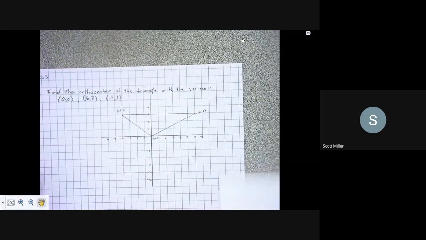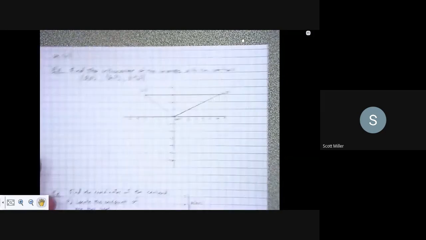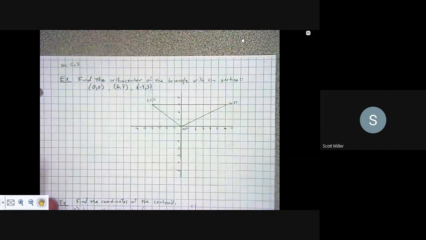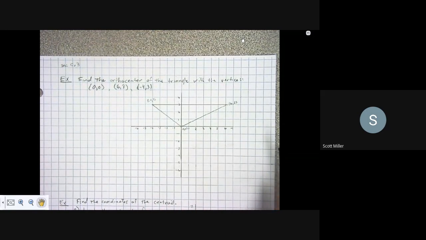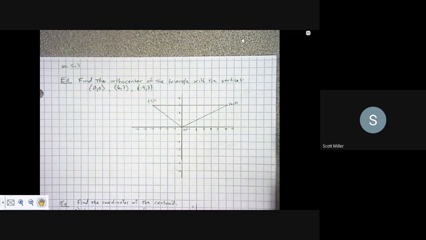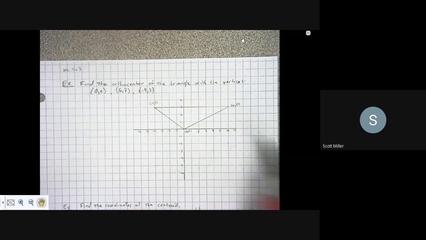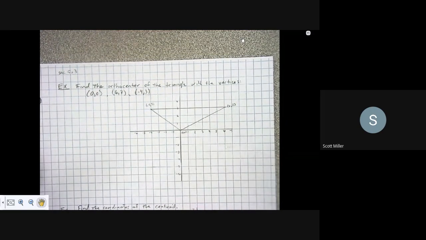So here's an example. You want to find the orthocenter of this triangle right here. So again, the orthocenter is a point of concurrency of the altitudes. So I need to find the altitudes of this. So to do so, we can see it's an obtuse triangle. To do that, we actually need to find the altitudes. Okay, you got to be able to draw them out.